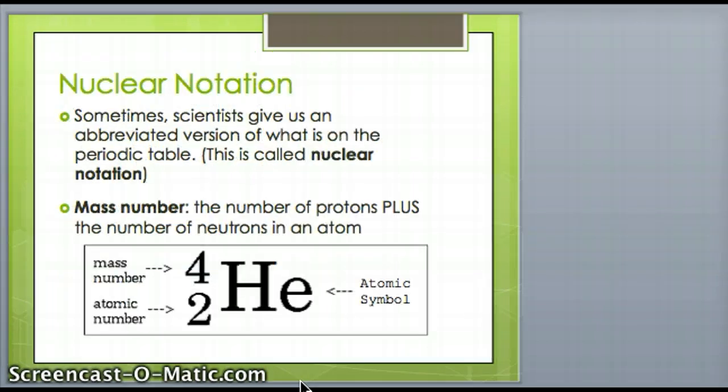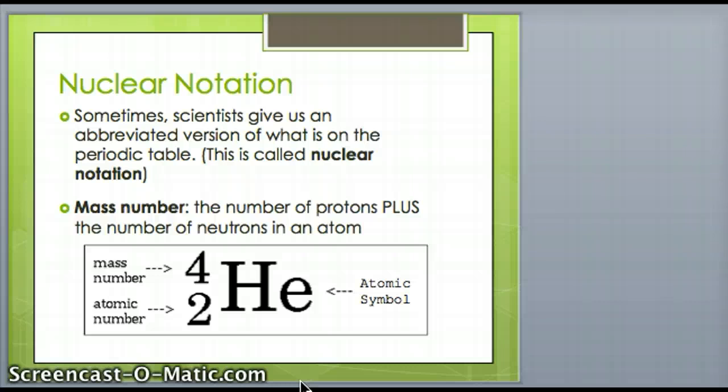Now we're going to look at nuclear notation. Sometimes scientists give us an abbreviated version of what is on the periodic table. It's called the nuclear notation. It's just a way to write it without having to draw the box on the periodic table.